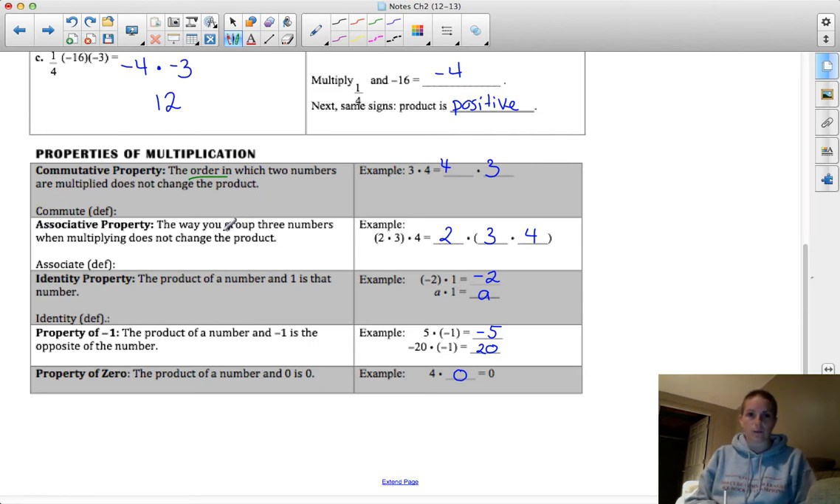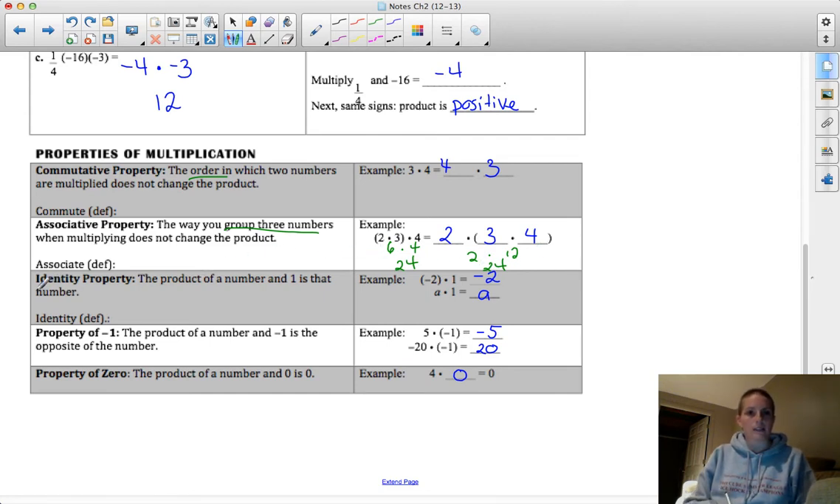Associative property is the way that you group three numbers when multiplying does not change the product. So if I change 2 times 3 times 4 and I regroup so that I do the 3 times 4 first, then multiply by 2, I'm going to get the same answer. 6 times 4 is 24. And 12 times 2 is also 24. That's how we know that they both end up the same.